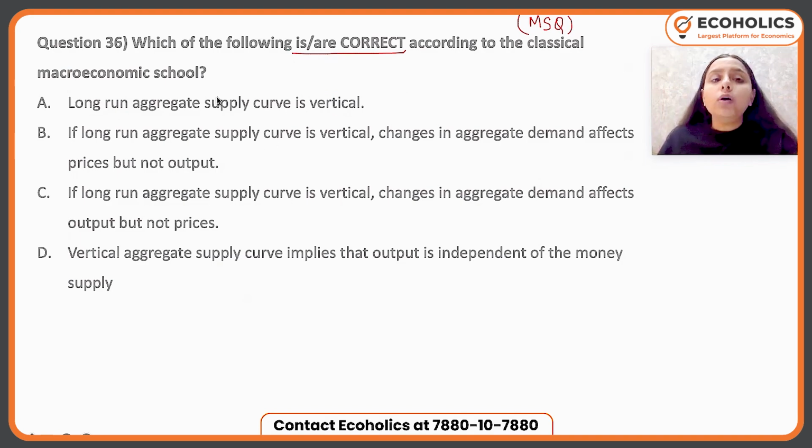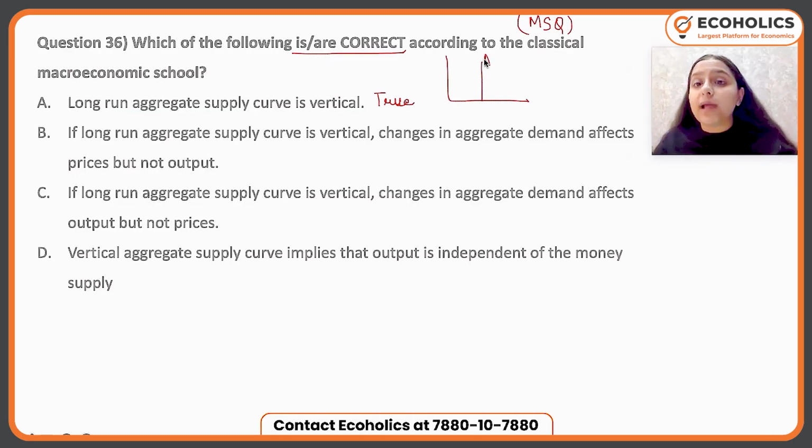Let's see. Long run aggregate supply curve is vertical. This is true, because it is a distinct feature of classicals. The aggregate supply curve, with respect to price and output, is vertical. This is a key feature of classicals, that in the long run it will be vertical. So this is true.